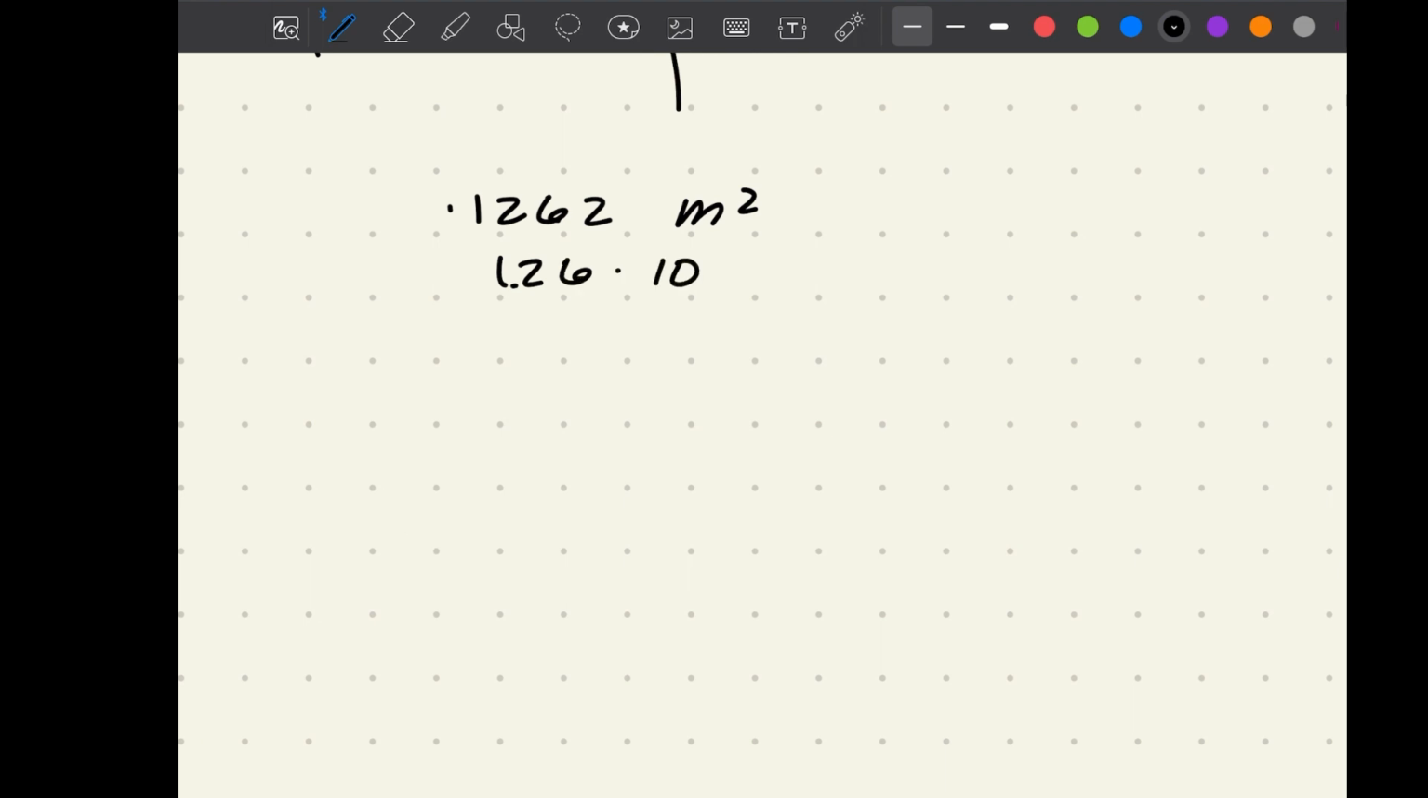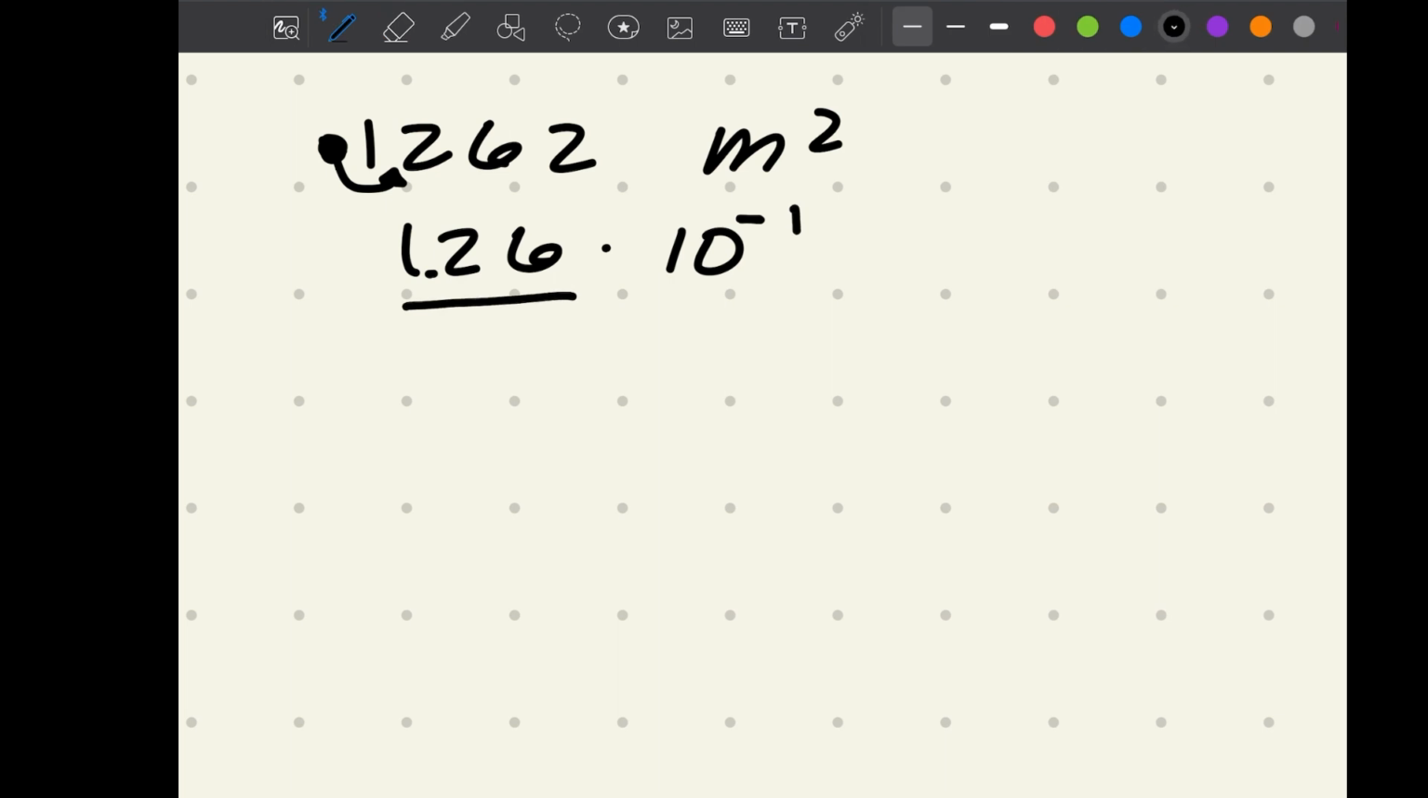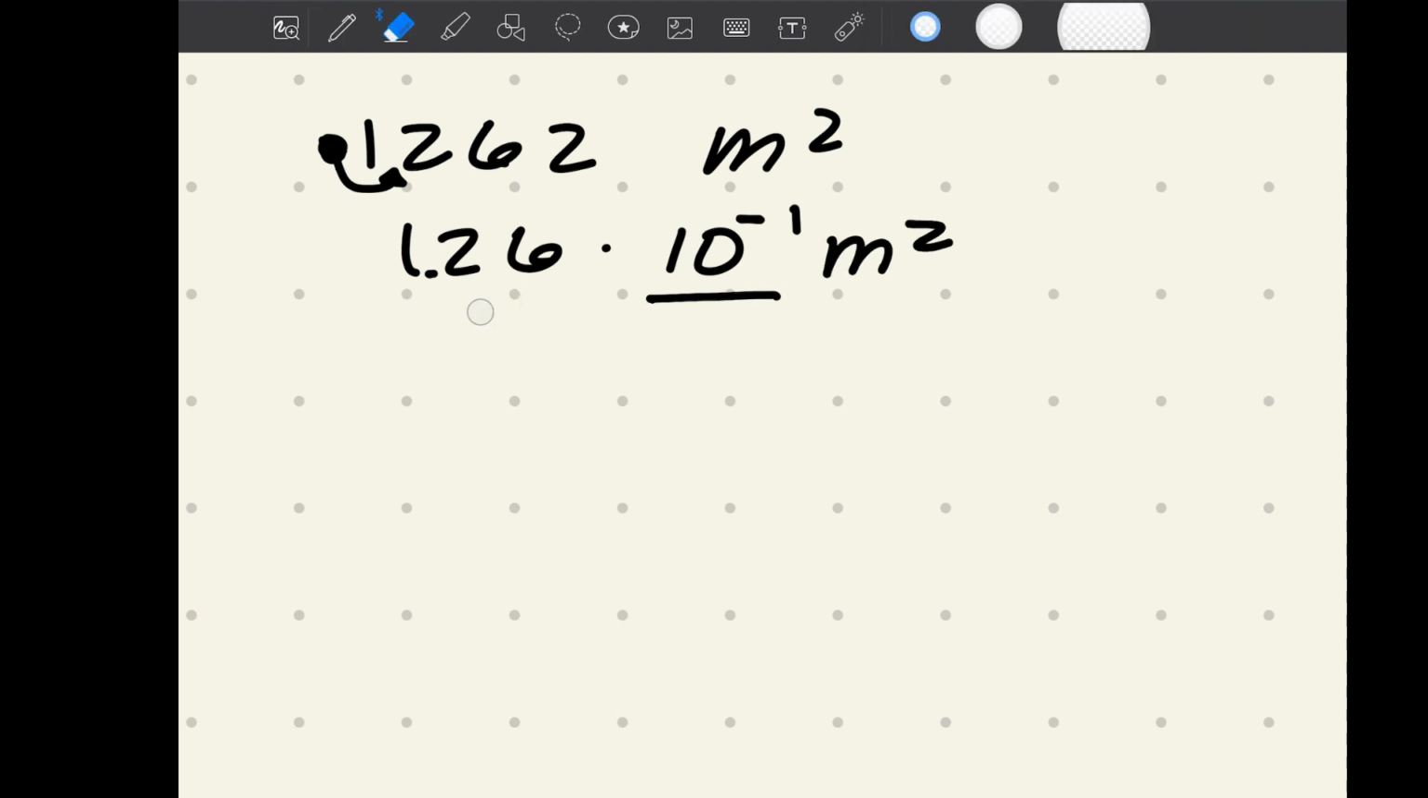1.26 times 10 to the, let's see, 1, 2, 3. Wait, sorry, that's wrong. Since the decimal is here, we will just have to count one space backwards. And since we counted backwards, this will be negative, and it's not 3. It'll be just a negative 1. So it'll be 1.26 times 10 to the negative 1 meters squared. And that should be our final answer.